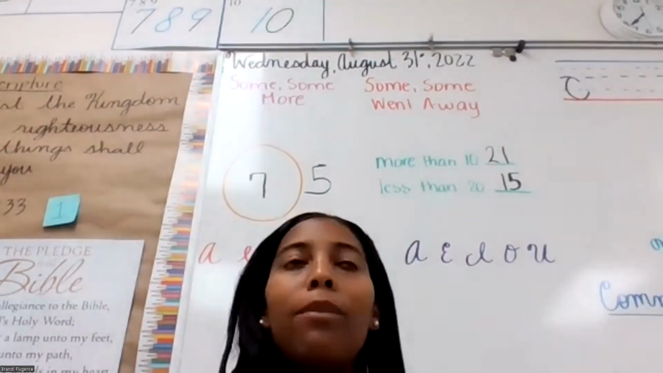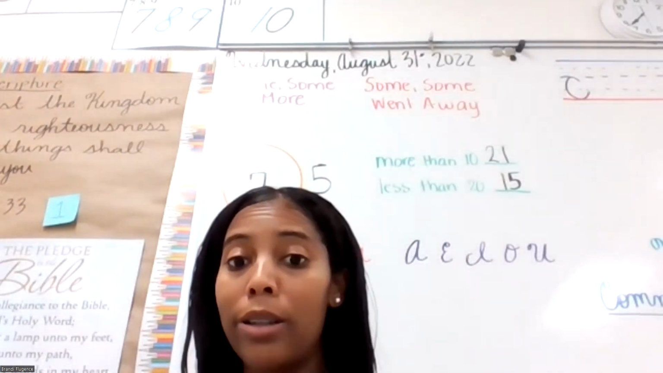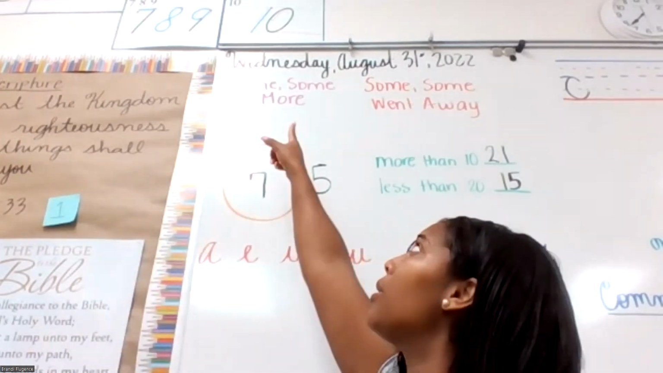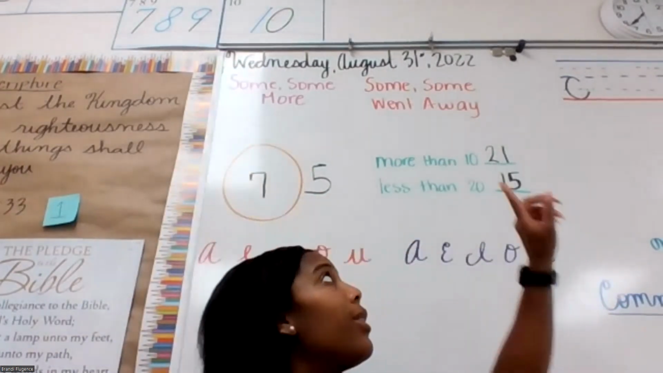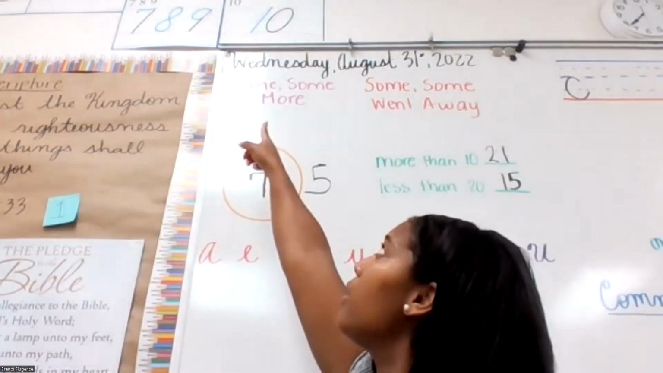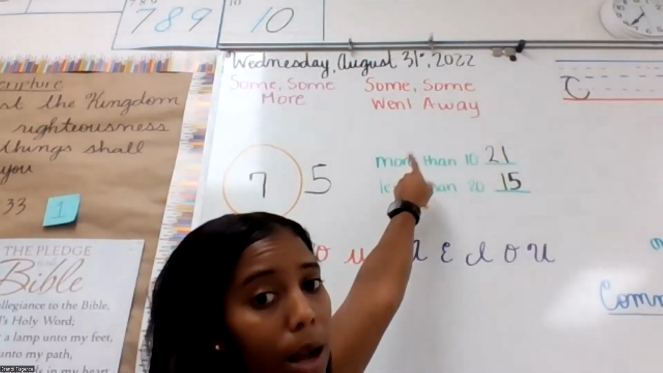Okay? All right, so yesterday we talked about how in math we have story problems, which are a story that has a problem. And because we are doing this in math, it will have numbers inside of it. We have 2 types of story problems. We have a some more and a some went away, okay? Let's say it together. Some more, some went away.